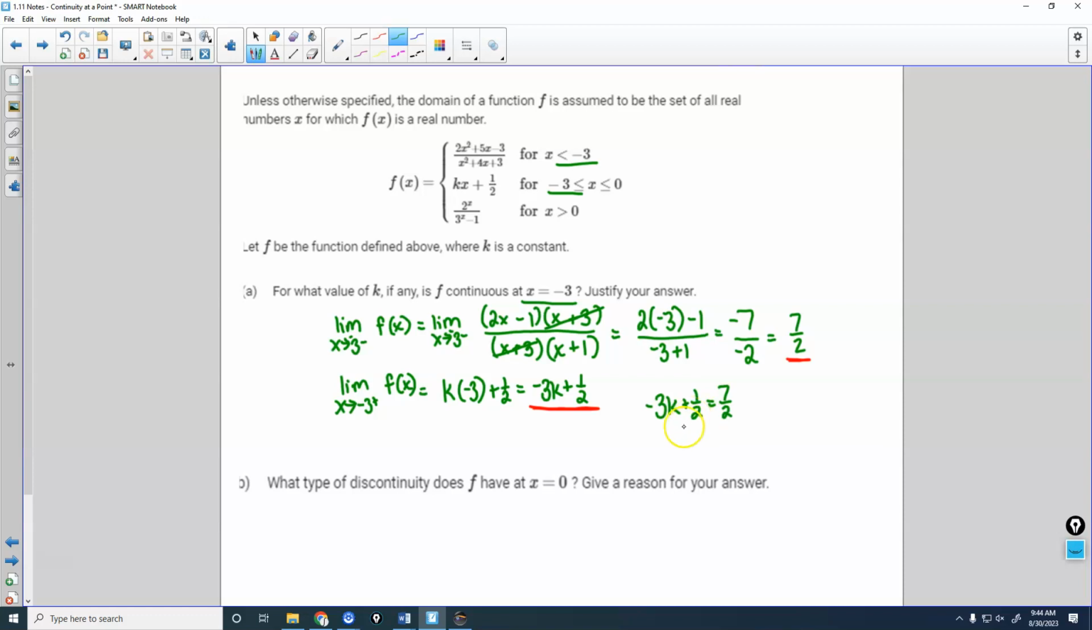Here it does have some fractions, but they're not too bad. I would subtract 1/2 from both sides. Negative 3k. That'll give you 6 halves, which is just 3. And I'll divide by that negative 3. So k would equal negative 1. It says justify your answer, but your work using that limit notation is justifying your answer. Showing your work there justifies why that is the case.